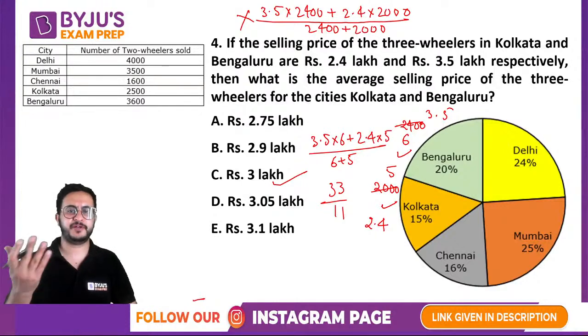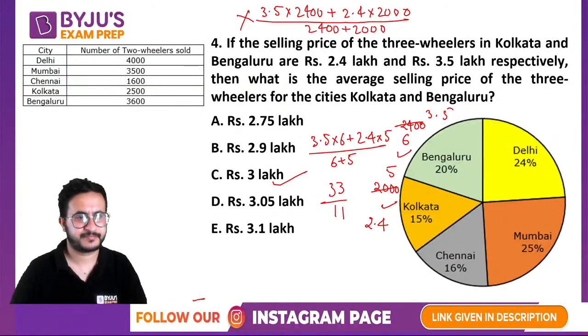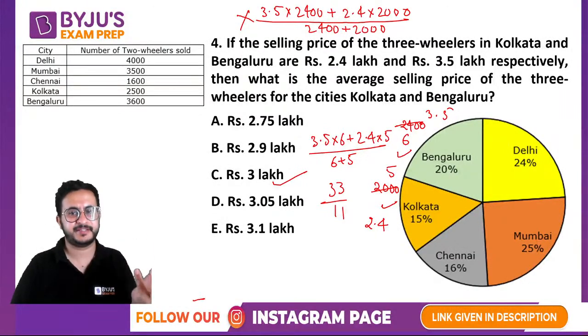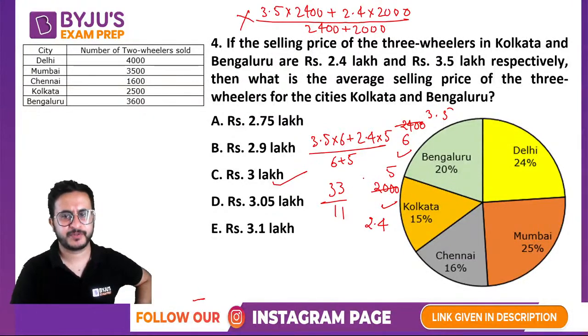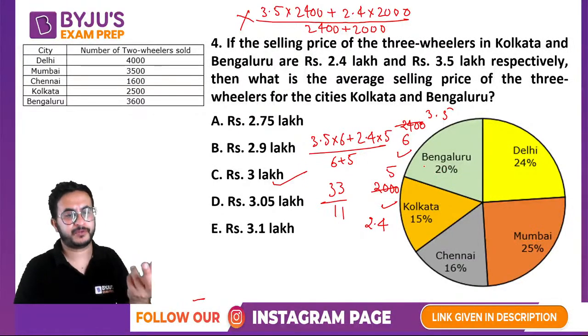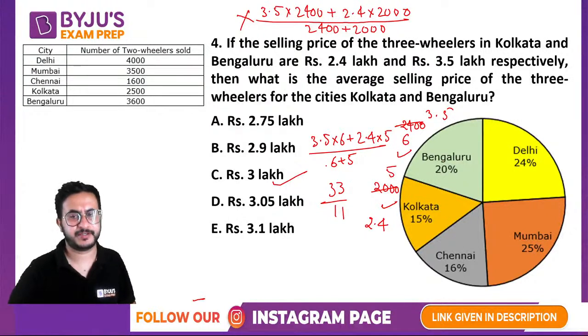And the reverse of this is alligation. If you were given the price of this also, the reverse process is finding the ratio in which they are mixed. So they might have given 2.4 lakhs for this, 3.5 lakhs for this, and they can ask you in the reverse way what is the number of three-wheelers in this. So that is alligation.